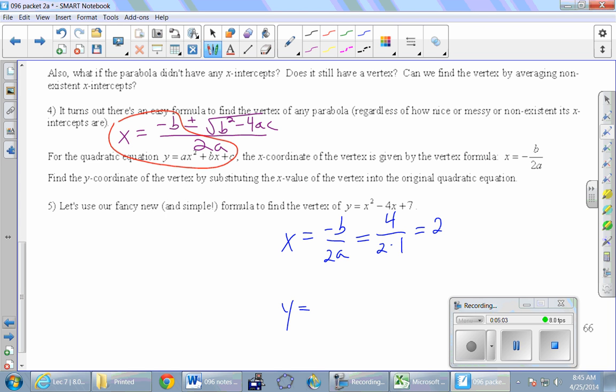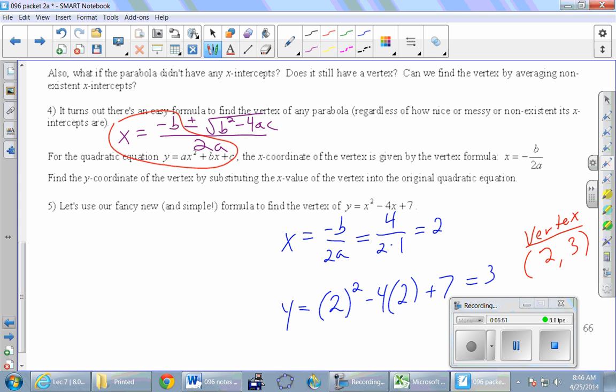If you know x is equal to 2, how are we going to find the y? Plug it into the equation. The original equation says y equals blah, blah, blah with x. So we're just going to change all those x's to 2's. So it used to be x squared. It's now 2 squared. Minus 4 used to be 4 times x. Now it's 4 times 2 plus 7. Do we see it? What do we get here? So that means that the vertex of this parabola is 2, 3. It's a quick and easy process once you know how to do it. Any questions on any of the pieces of that process?